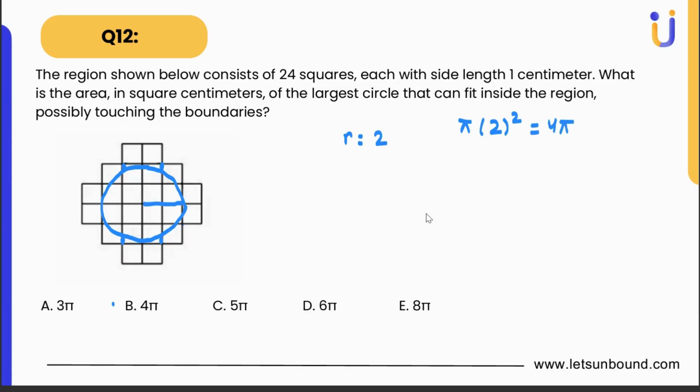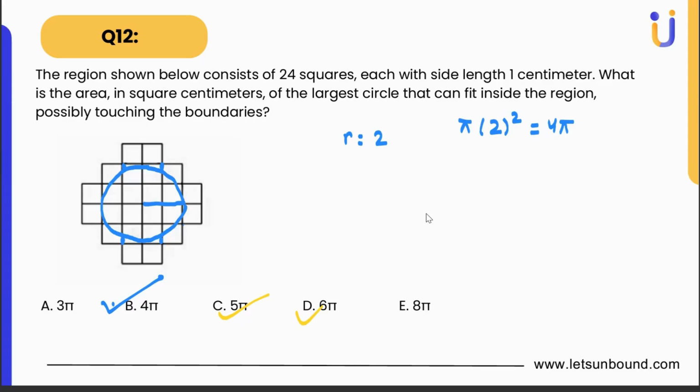But what if I tell you that there's even a slightly larger circle that you can still fit in, right? Now that's not something you will be able to imagine. So should I say, could I mark 5 pi as my answer or 6 pi as my answer? How slightly larger can it be? So let's understand the logic behind it.